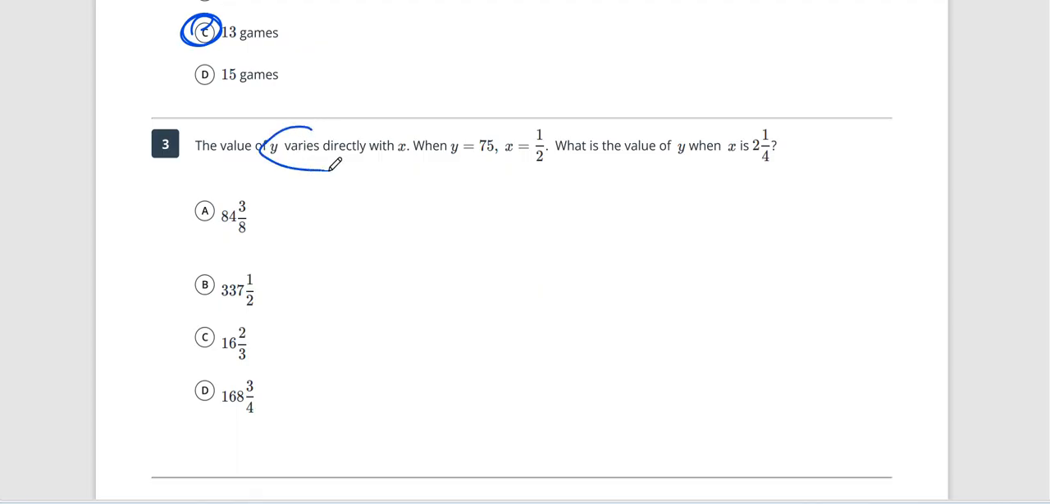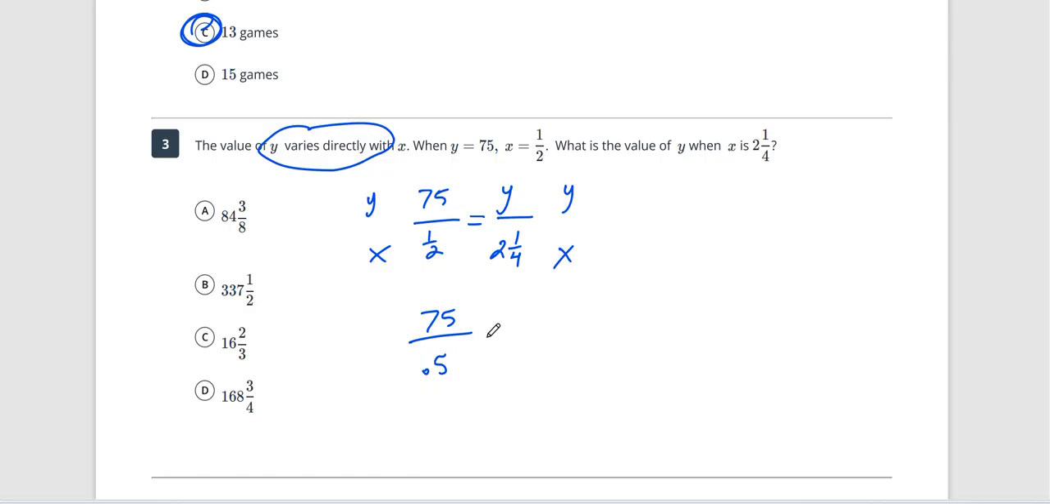Without even reading it, once you see values directly, we're going to have two equal signs. We're going to go 75 on top, since it came first, and then 1/2 on the bottom. And over here, since this one's set up as y over x, this one is going to be set up as y over x. Then we'll go with y on top, and 2 1/4 down here. Several ways you can do this. You can write it like this, or you can write it as decimals. 75 over 0.5, and then y over 2.25.